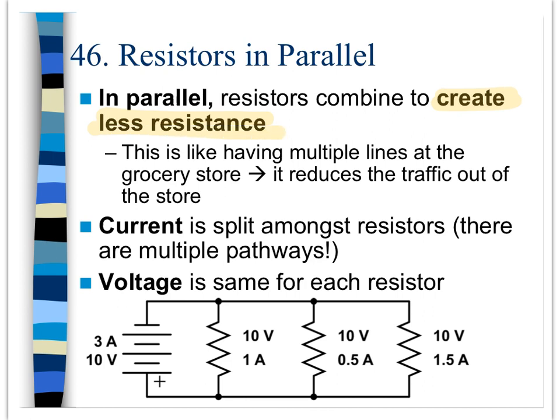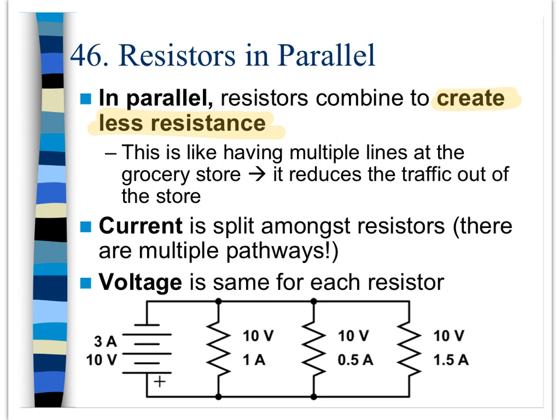In series, they create more resistance. So this, in some ways, may sound a little bit counterintuitive at first. By adding resistors, we are actually reducing the total resistance of a circuit. But the way I look at it is because the electrons don't have to go through each individual resistor, it's kind of like opening up a new lane at the grocery store. Each time we add a new register, it allows people to go out of the grocery store faster because now there's more pathways, there's more options for people.